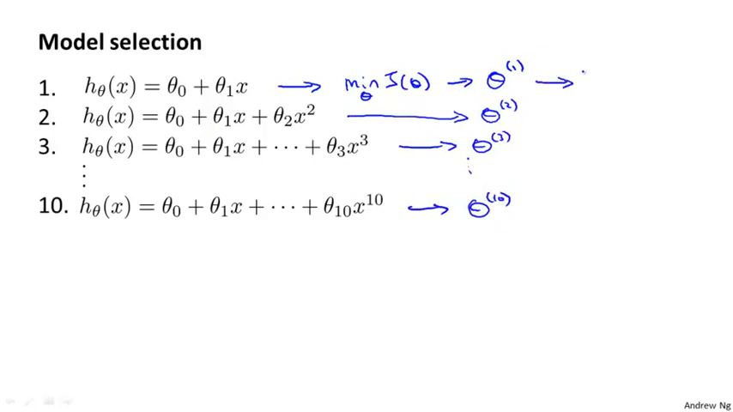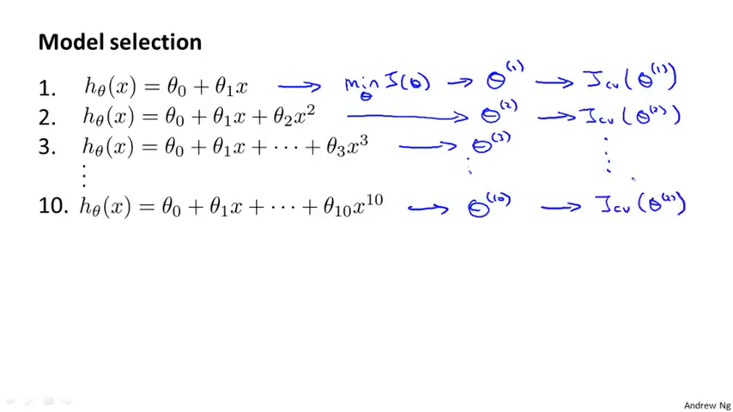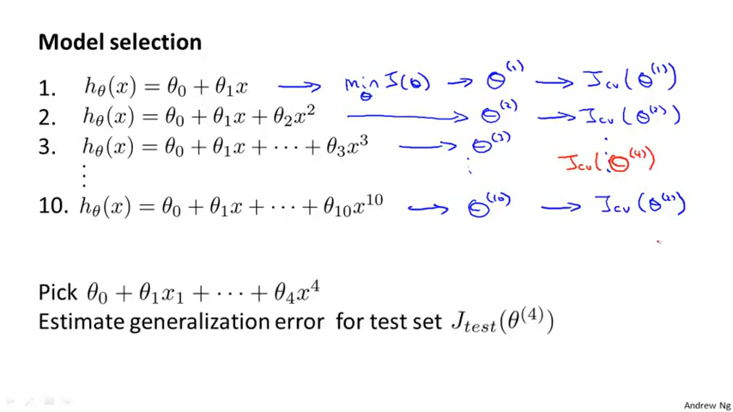And instead of testing these hypotheses on the test set, I'm going to test them on the cross-validation set. I'm going to measure J subscript CV to see how well each of these hypotheses does on my cross-validation set. Then I'm going to pick the hypothesis with the lowest cross-validation error. So for the sake of argument, let's say it was my fourth order polynomial that had the lowest cross-validation error. In that case, I'm going to pick this fourth order polynomial model.